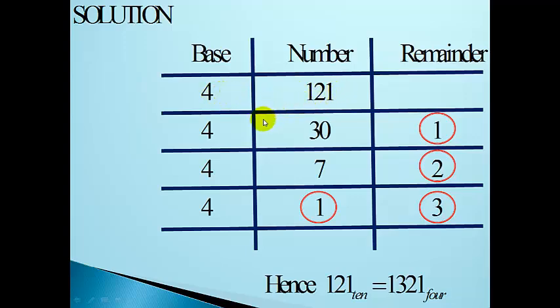So now, 121 divided by 4 is equal to 30, and the remainder is 1. How did you get remainder 1? When you multiply 30 by 4, the answer is 120, and the difference between 120 and 121 is 1. That is the remainder. Now 30 divided by 4 is equal to 7, and the remainder is 2.